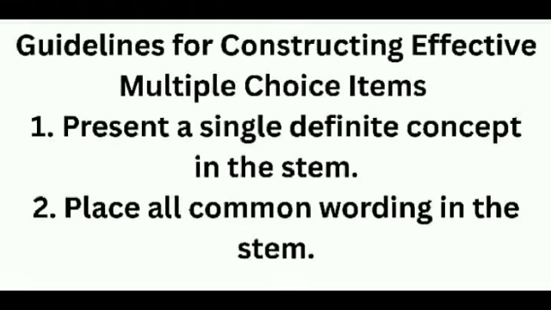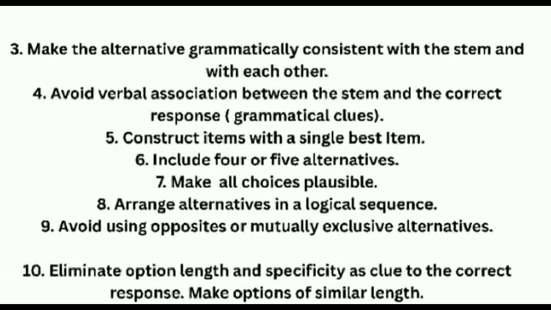These are guidelines for constructing effective multiple choice items. Present a single definite concept in the stem. Example is the question should present only one clear problem or question. Next is number 2, example is any words that are common to all options should be part of the question stem itself, not repeated in each option. Number 3, example is all options should follow the same grammatical structure as the stem.